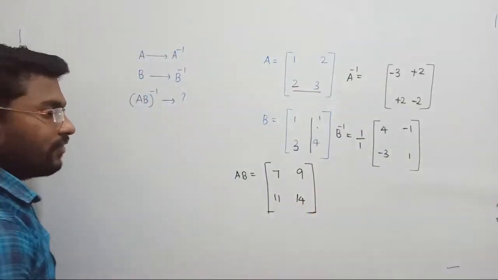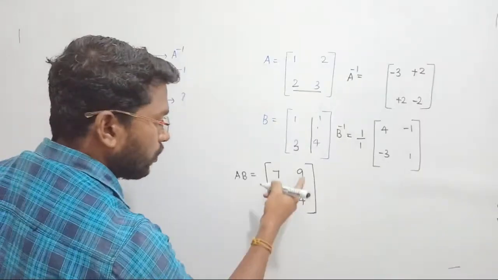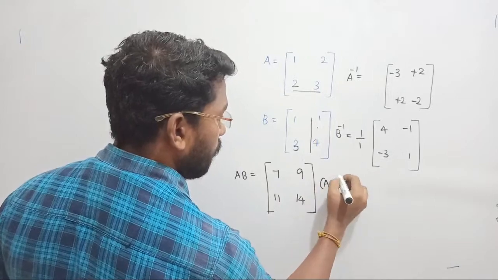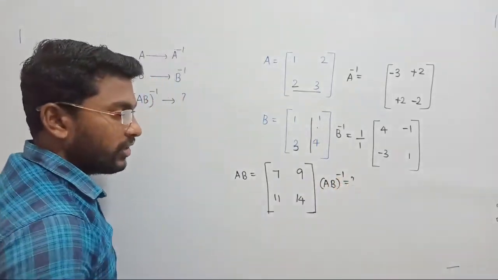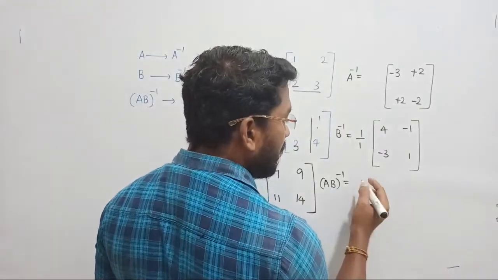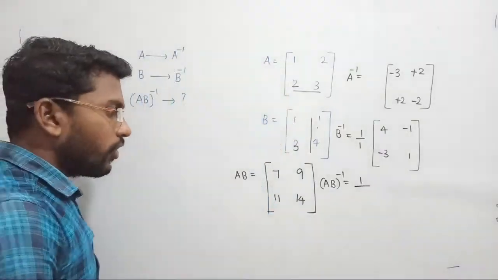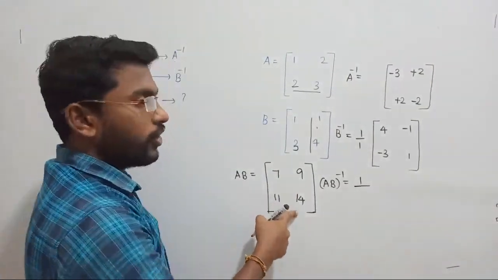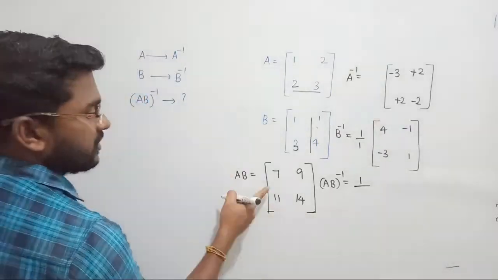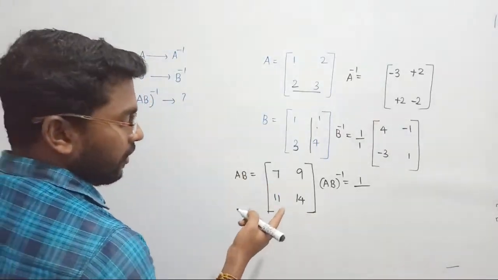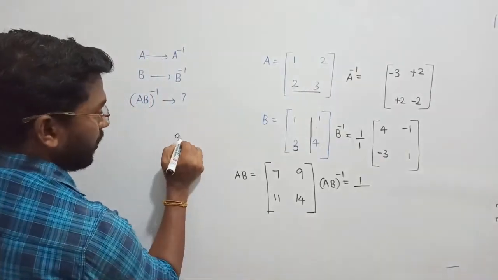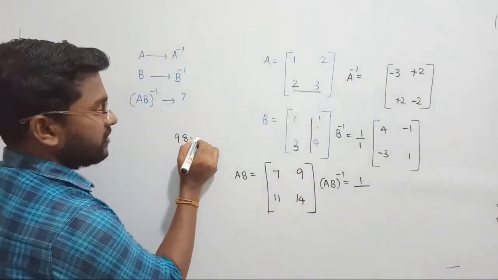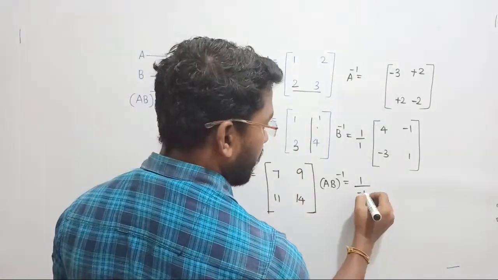Now, I would like to get the value of AB whole inverse. Once again, the formula is, we have to find out the determinant of the matrix. Let me do it. 7 times 14 is how much? 7 times 14 is 98, I think, right? If I make any mistakes, please correct me. Yes, that is 98 only, right? 98 minus 9 times 11, that is 99, such that we are going to get minus 1, right?